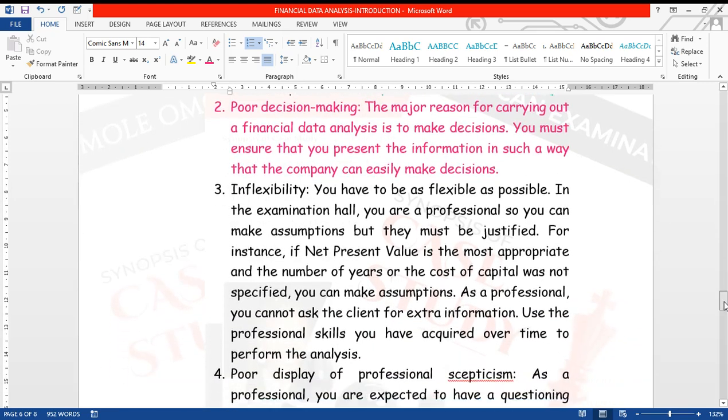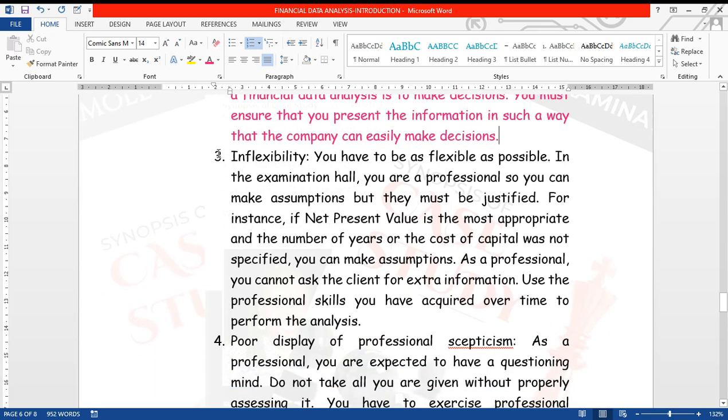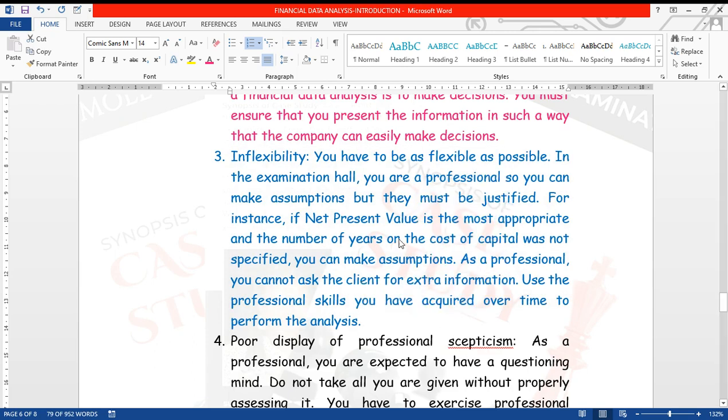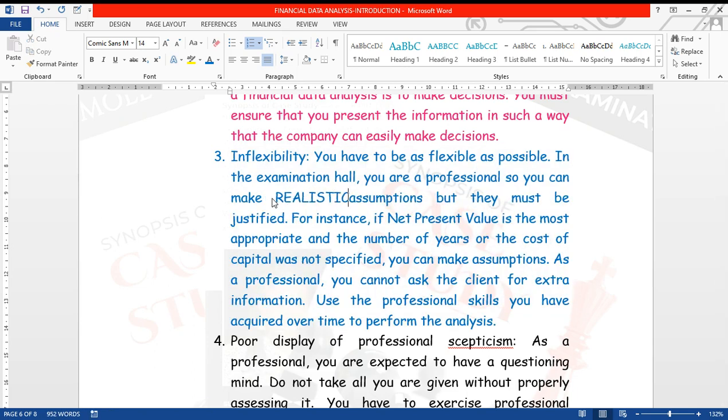On flexibility, you have to be as flexible as possible. In the examination hall, you are a professional, so you can make assumptions, just like I said, but they must be realistic. In fact, let me even put it there by the side. You can write it in capital letters so that you will not forget: realistic assumptions, but they must be justified.